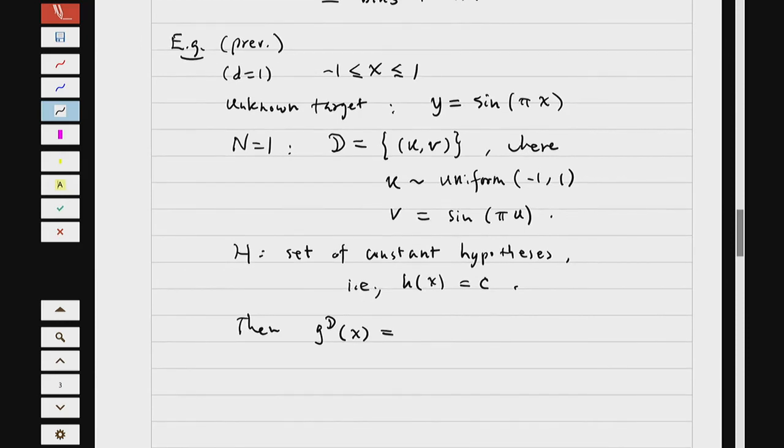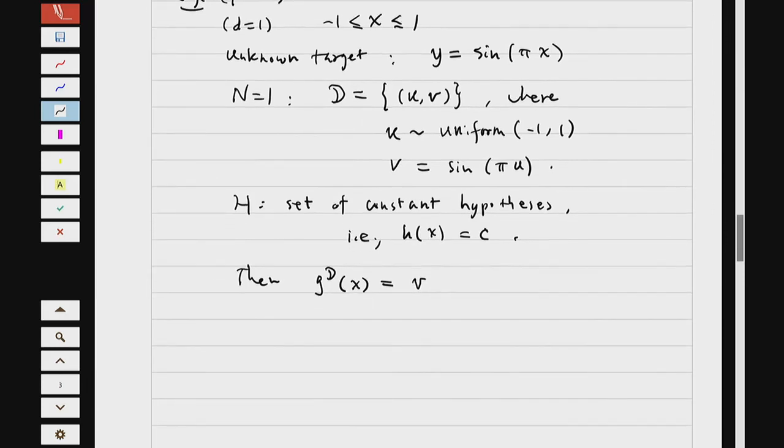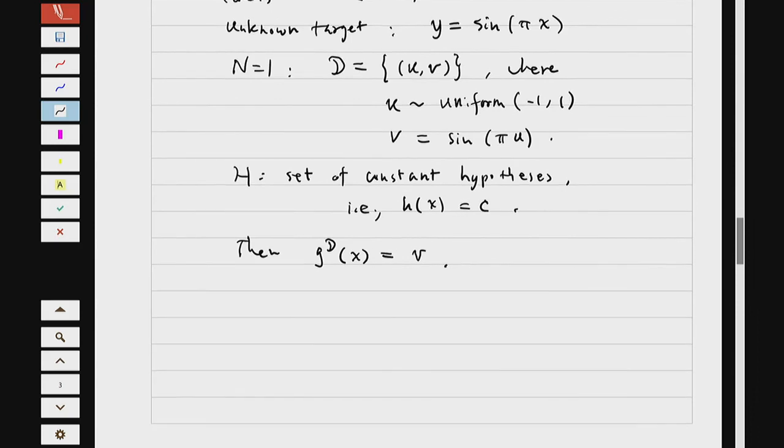We only have one data point. What choice do you have? We just say whatever x is, the label is v. That's the only thing we get, u and v. Later we're going to extend this into the case where we have two data points in our training sample. What should be the final hypothesis? What would be the best final hypothesis?